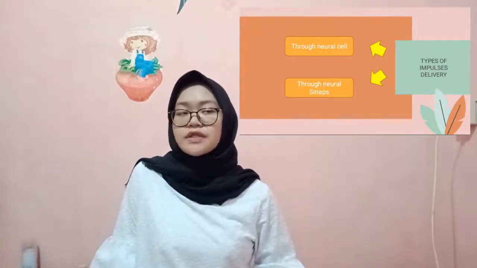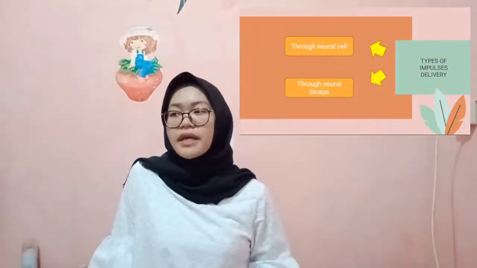Okay, this slide mentions the types of impulse delivery. There are two kinds: through the neural cell and through the synapses. Like I told you before, the synapses are located at the end of axons. Okay, who will answer, or who will mention the difference between the two types?